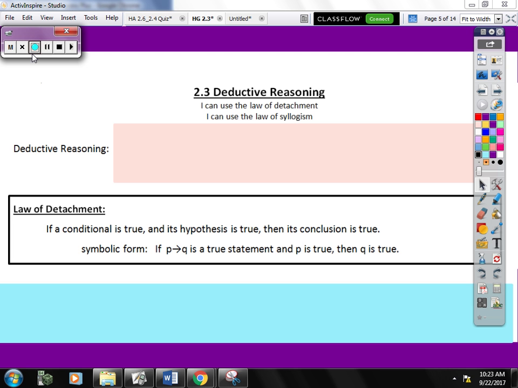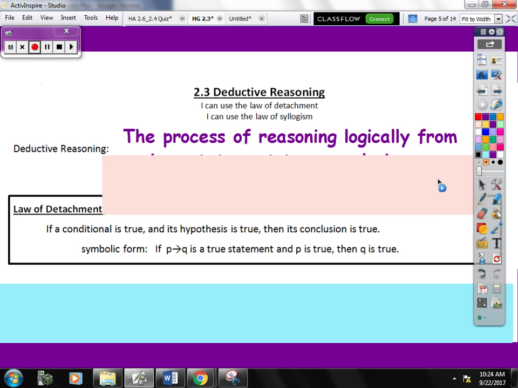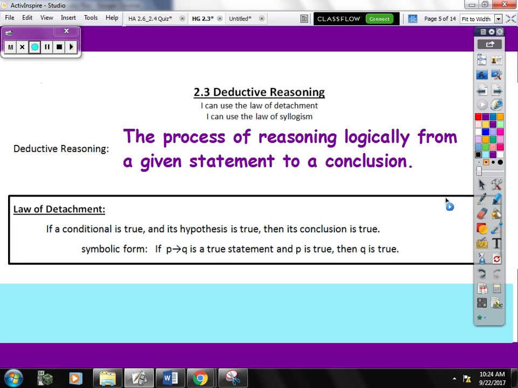So you observe a pattern, you see some type of pattern, you can continue it with a conjecture, and then we tested it. So instead of inductive reasoning, which was observing a pattern, today we're looking at deductive reasoning, which is more logical. Okay, so it is the process of reasoning logically from a given statement to a conclusion. And today we're going to use two different laws to help us reason deductively. Similar to postulates.